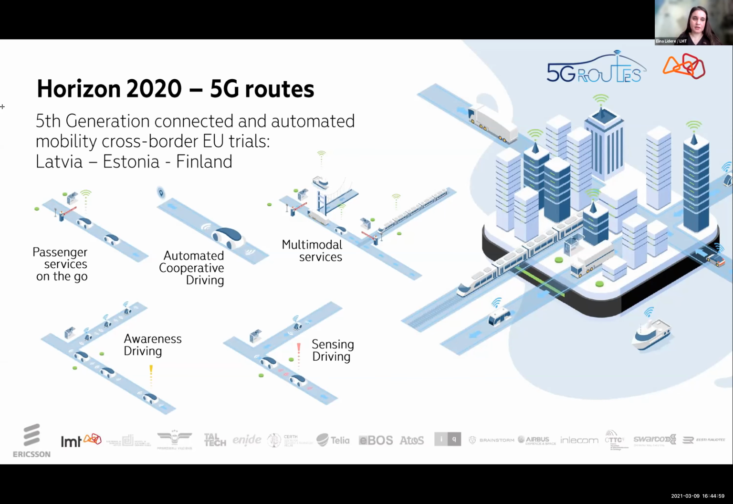And of course, it's also cooperative driving, where car platooning comes in, to really see how cars can communicate with each other and go smoothly in autonomous mode, one behind another. Of course, it is also sensing driving, with a lot of sensors for cars and also for roads. It's a huge area.